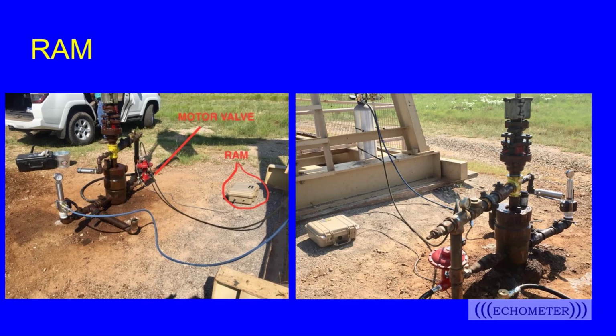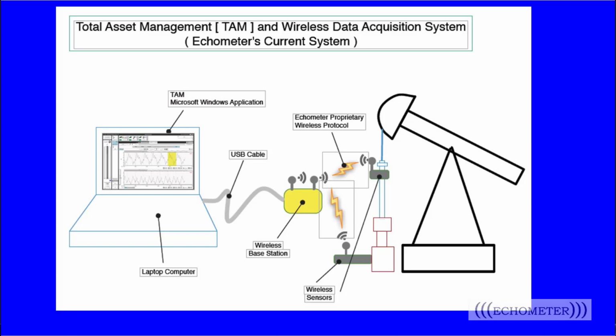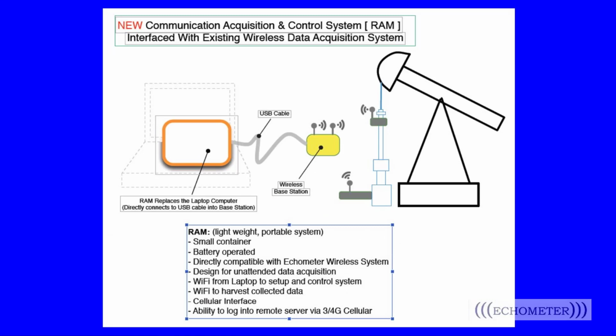So in our common scenario, when we use the wireless equipment, we plug the base station into our laptop. And that base station communicates with the different sensors. Well, if we'd like to collect data automatically over an extended period of time, we'd like to leave something there other than a laptop. A laptop uses a lot of power. This time of year, it tends to overheat and so on, so we developed this RAM. And it takes the place of a laptop.